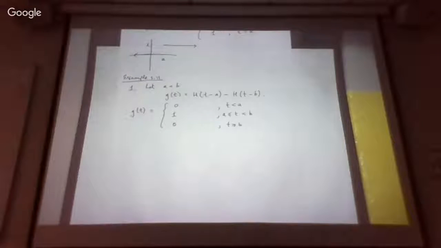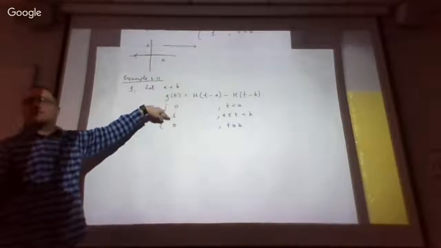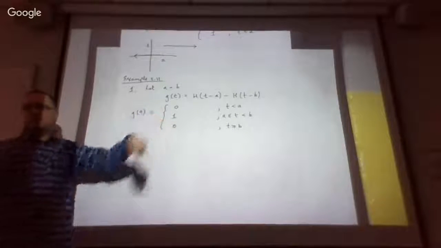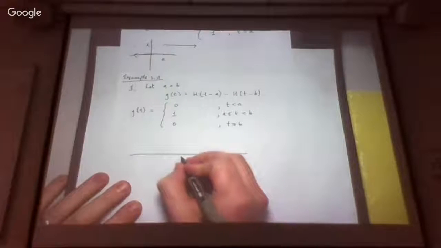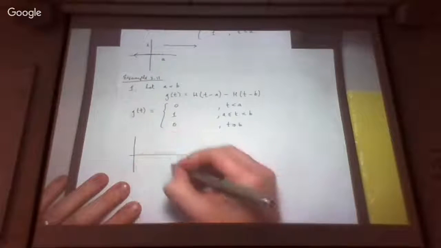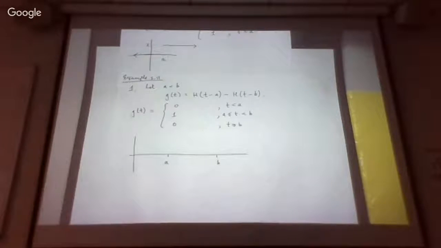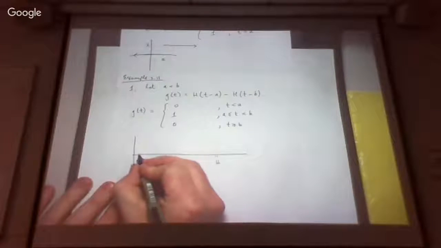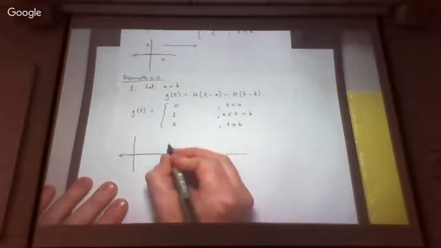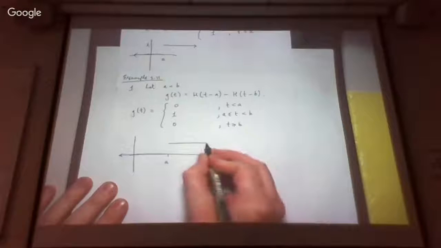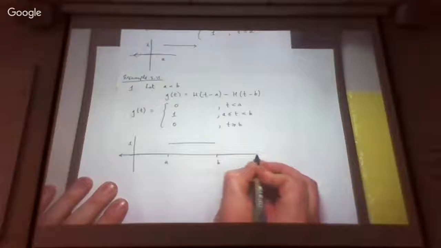So this is the next most interesting kind of switch: something that's switched off, switches on for a bit, and then switches off. So if we were to draw a graph of it, let's just assume A and B are positive. You've got some signal that is switched off, taking the value 0. But then between A and B, it takes the value 1. And once you get to B, it switches off again.